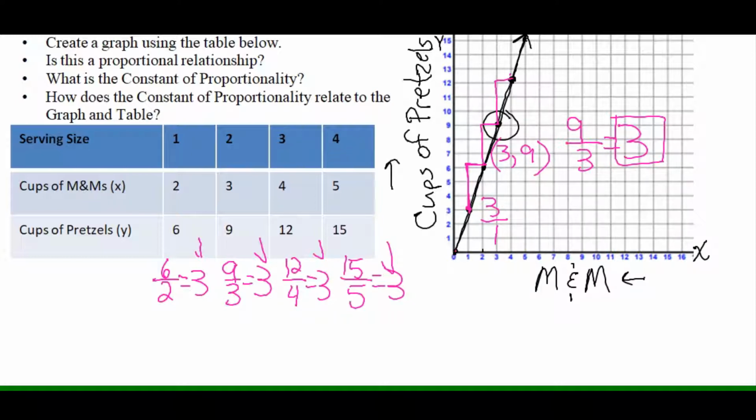Now, the constant of proportionality relates to our table because like we did before, we put y over x and all of our values simplify to 3.